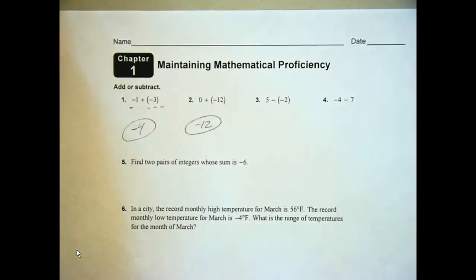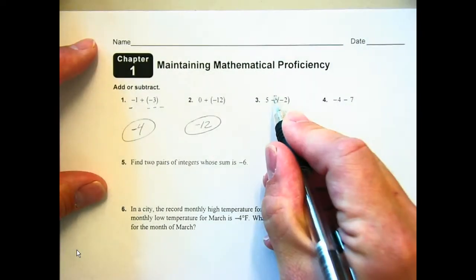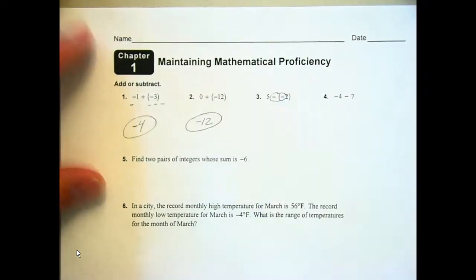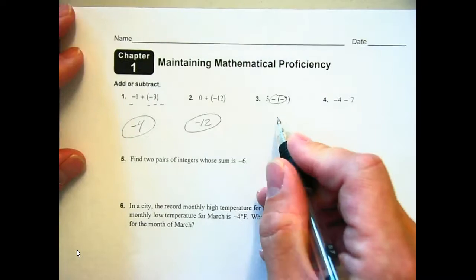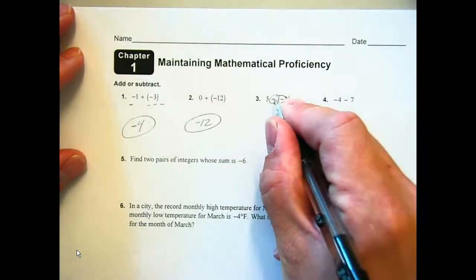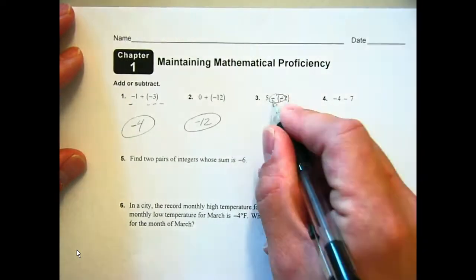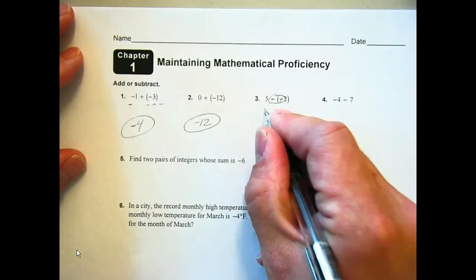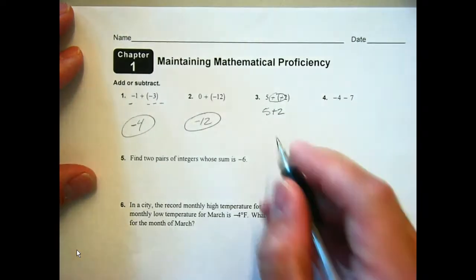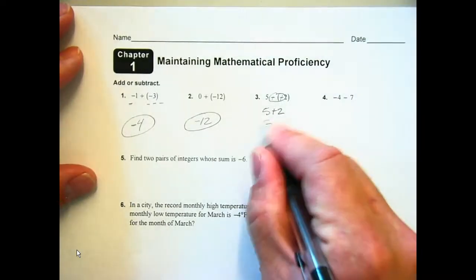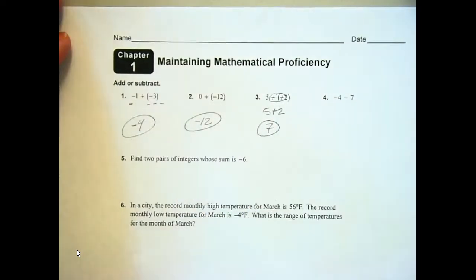Now, anytime you have 2 signs next to each other, we want to change those. Two negatives make a positive. We use what's called 2 marks. If you see a minus, we make it an addition problem. So we have 5 plus 2 now, and 5 plus 2 is 7. Always make it into a single mark.